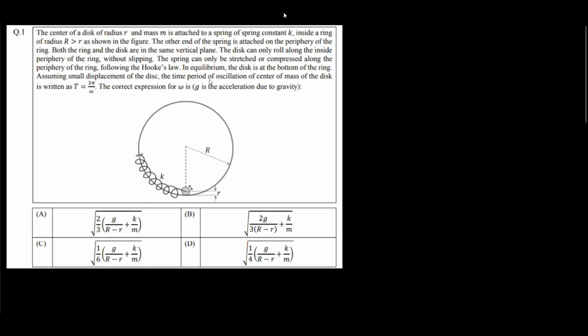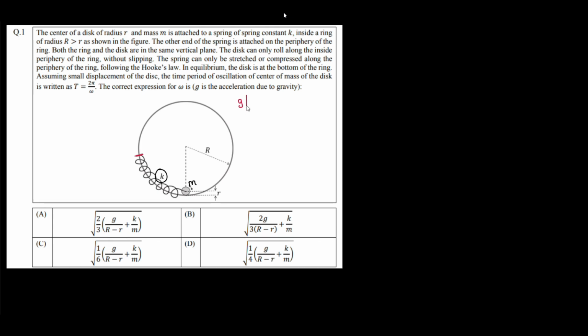Let's try to solve this JEE Advanced 2025 question. Let's start by collecting the information that has been given to us. The center of the disk of radius r and mass m is attached to a spring of spring constant k inside a ring of radius capital R greater than small r. The other end of the spring is attached to the periphery of the ring here, and both the ring and disk are in the same vertical plane.